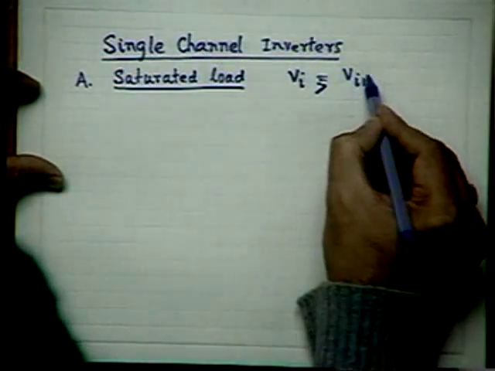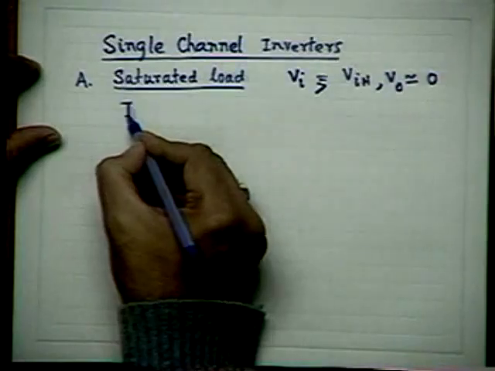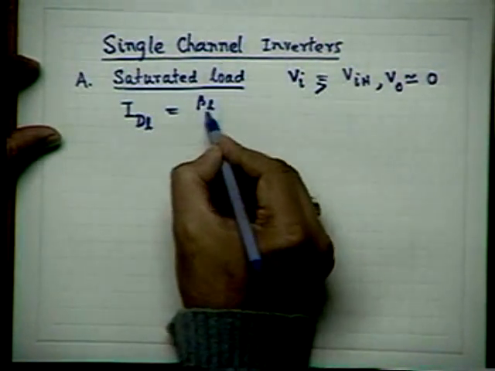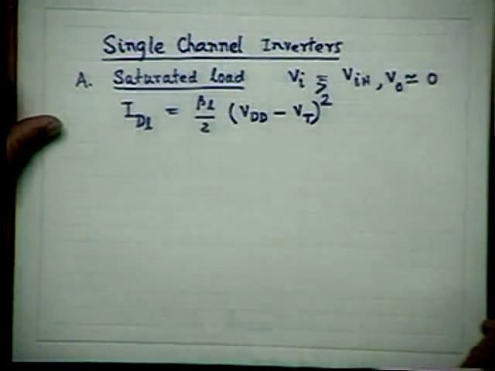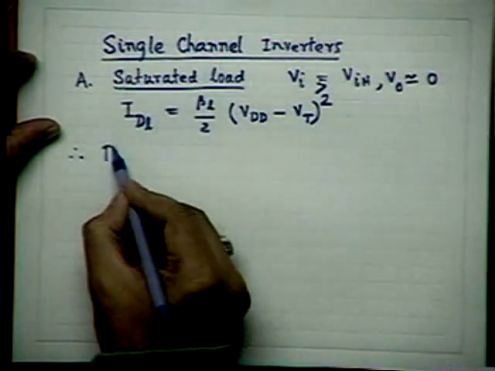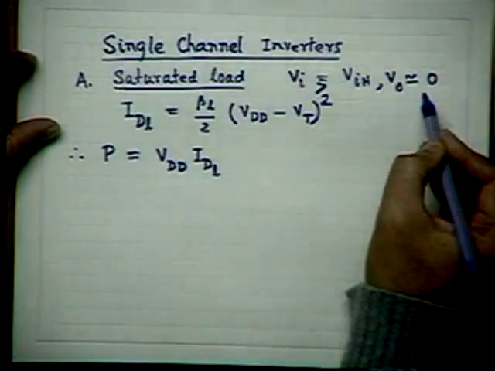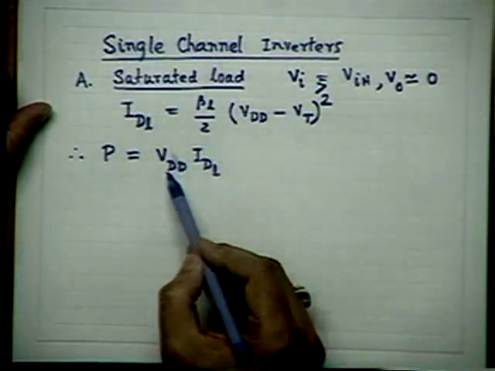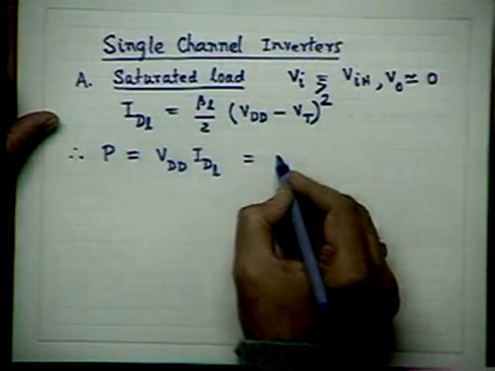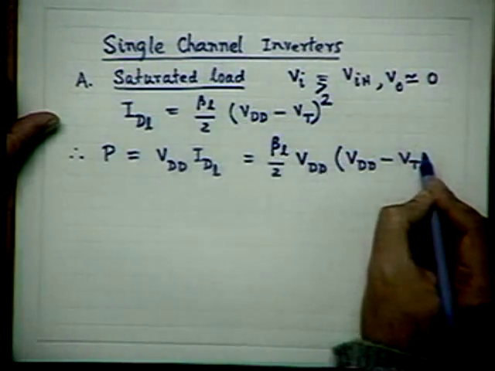When Vi is more than or equal to VIH, we assume that V0 is practically equal to 0. Under this condition, for saturated load, the drain current is given by beta L by 2 into (VDD minus VT) whole square. We have already seen it because the load is in saturation. Therefore the power dissipation P is simply given by VDD into IDL, because V0 is 0, so VDD is the effective VDS of the load transistor. That is equal to beta L by 2 into (VDD minus VT) whole square.